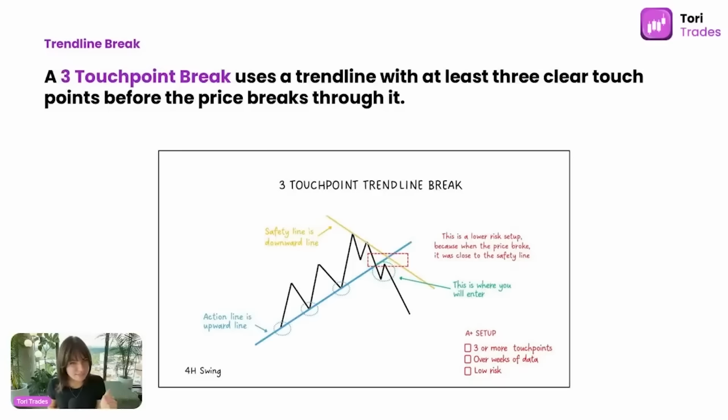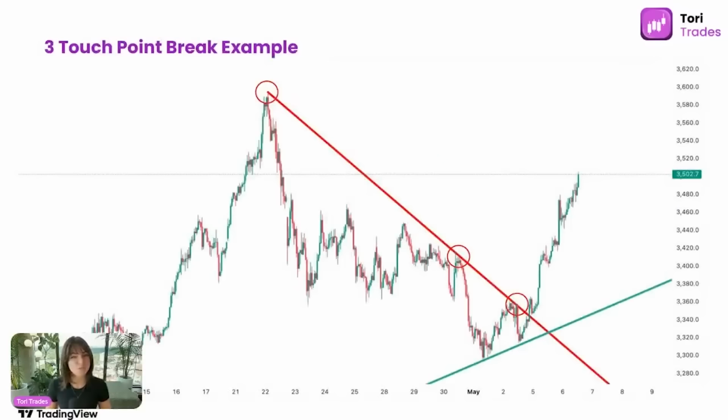When price breaks, how many touch points did it have? This specific setup had 3 touch points. And this is what it looks like on an actual chart here. Same system, same setup. We're getting in because price broke a line, and we're staying in because it's respecting our safety line. But this is what a 3 touch point trend line break looks like. These are just different types of setups.